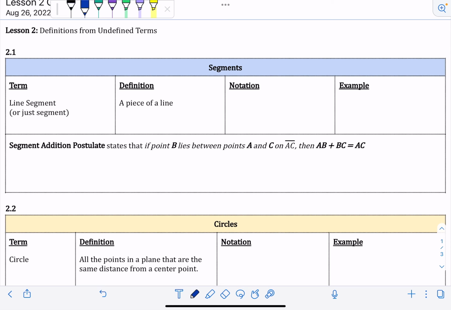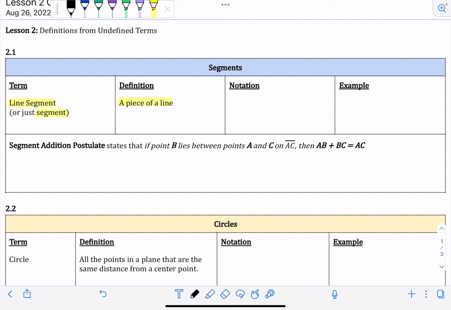So the first section, 2.1, goes with your 2.1 workbook, and the new term we're going to learn is segments or line segment. So a line segment, or sometimes we just refer to it as a segment, is a piece of a line. So we're going to get into the notation, but I'm going to go through the example first.